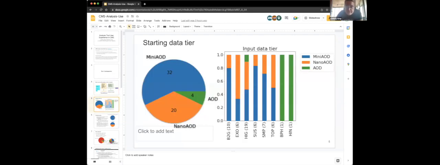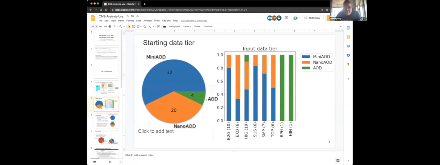So getting on to more numbers. I said we predominantly saw those three data tiers. Here you can see how they're spread out. You can still see that there's a lot of people starting from mini AOD and making their own n-tuples, whereas, what is it, about a third of the collaboration now is using nano AOD, which is actually more than we expected. I mean, you can add up and see the statistics here and judge for yourself exactly how accurate this is.